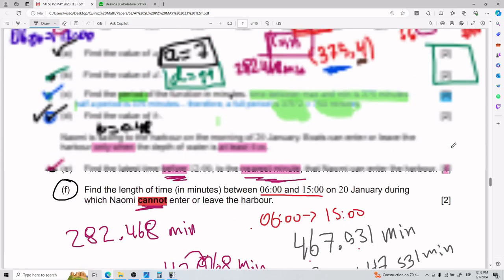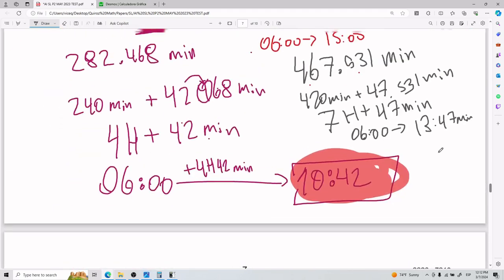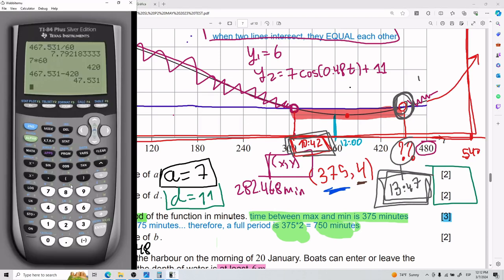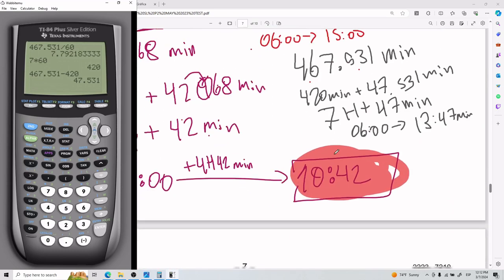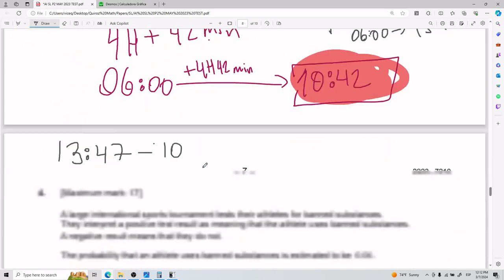So this right here is 13 hours, so 1 o'clock with 47 minutes. And so if I do 1 o'clock, 47 minutes, minus 10 o'clock, 42 minutes, how much do you end up with? You end up with 3 hours and 5 minutes. I know that subtracting time like this can be a little bit weird, but if you take your time, I'm sure you're going to get it. So this minus 10:42, I think it was, yes, minus this.